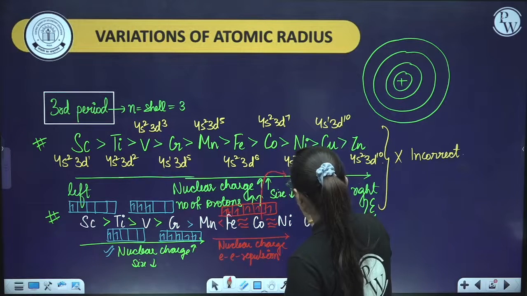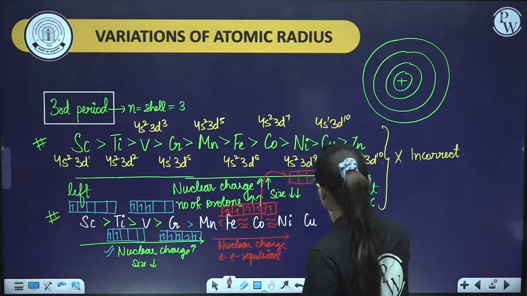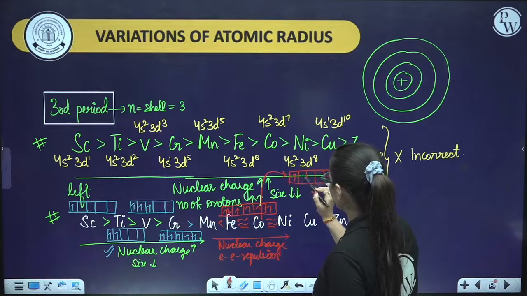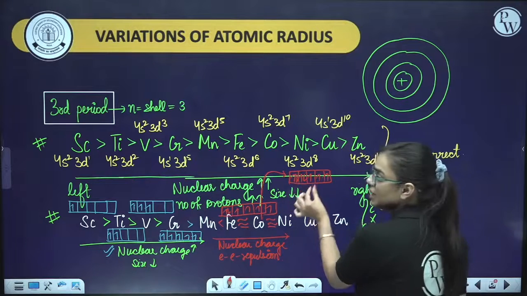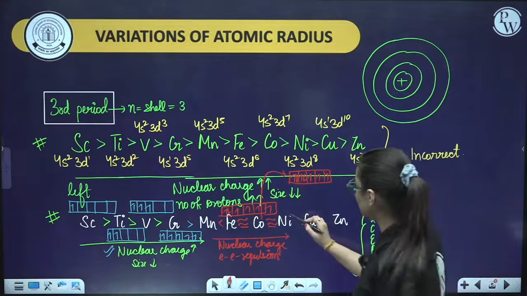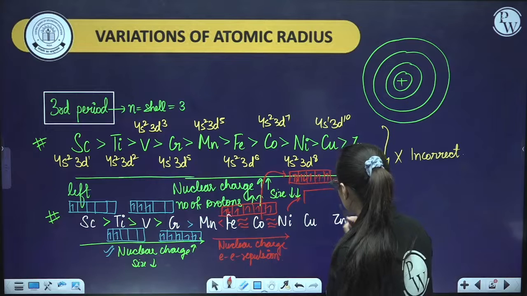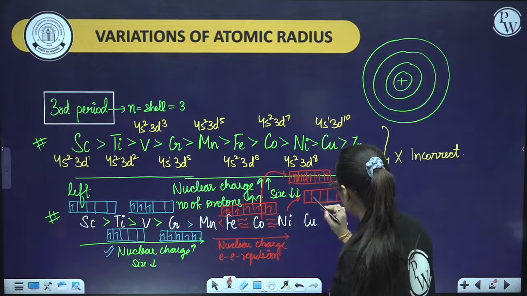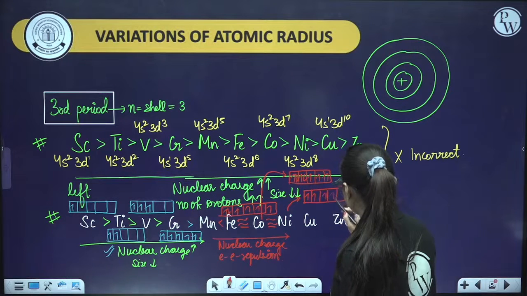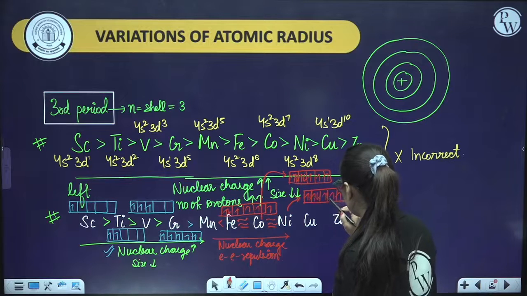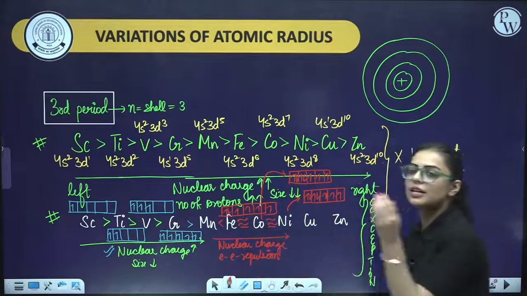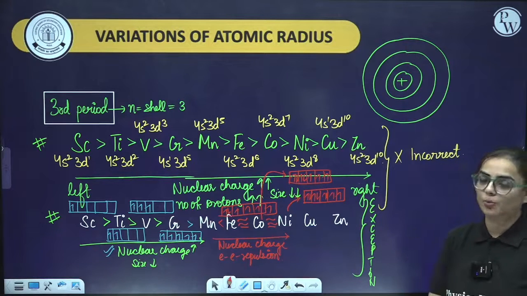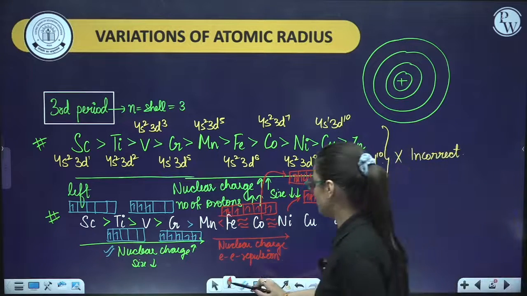Let us talk about the case of cobalt. How many electrons in cobalt? 7. 1, 2, 3, 4, 5, 6 and 7. Electron repulsion takes place. Similarly, nickel, if I have to draw, so 1, 2, 3, 4, 5, 6, 7 and 8. Again electron repulsion. So over here nuclear charge and electron repulsion, both the factors dominate. Hence it becomes what? Same.